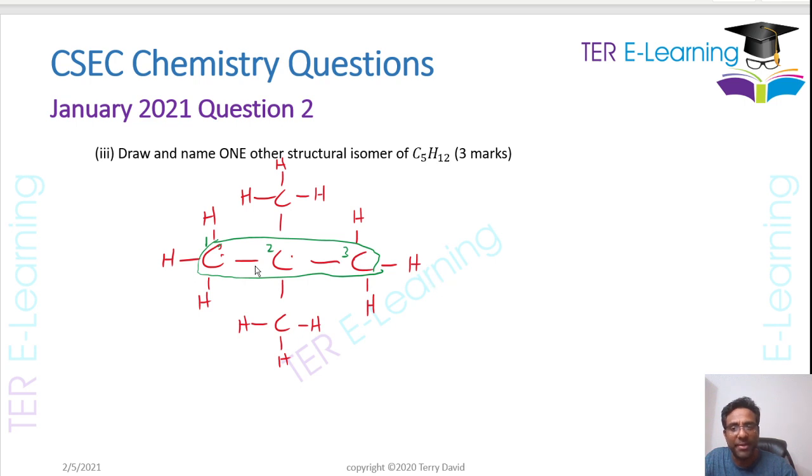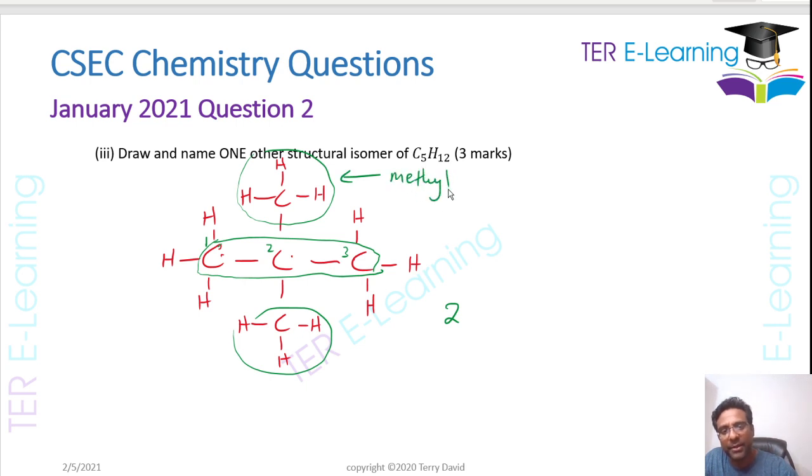Now, in terms of naming, you realize, wait a minute, on this second carbon here, you have 2 branches. You have this here, and you have this here, right? So when it comes to naming that, it's going to be 2, right? Now you have 2 methyl groups, right? This here is a methyl group, right? This is also another methyl group, right? So the name of this compound will be 2,2, right? Because you have 2 branches on this carbon atom.